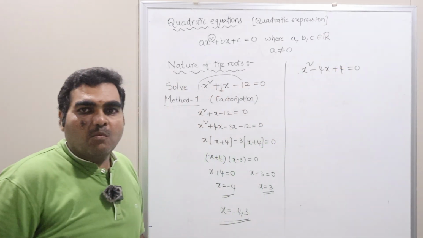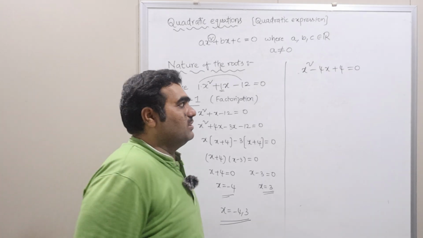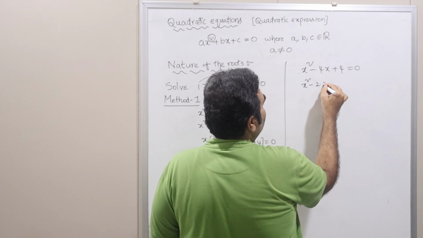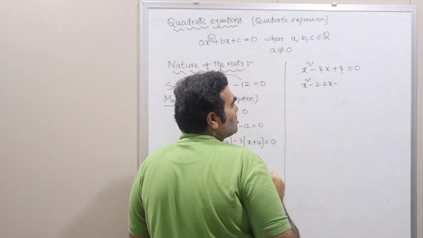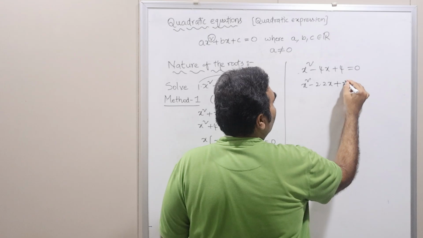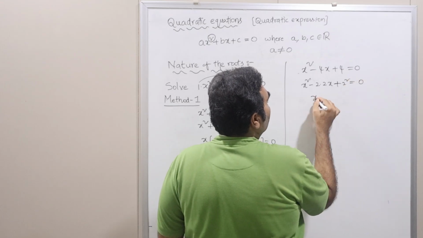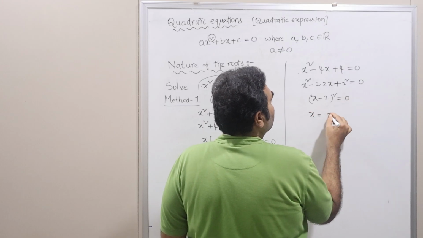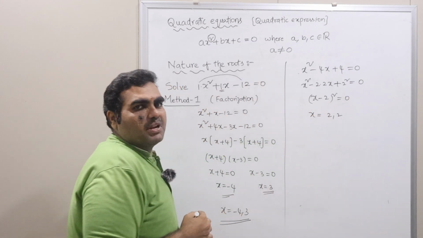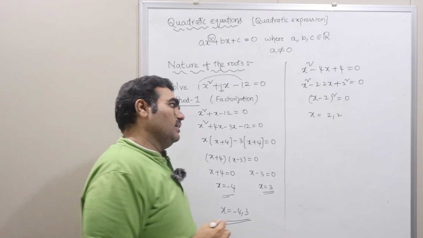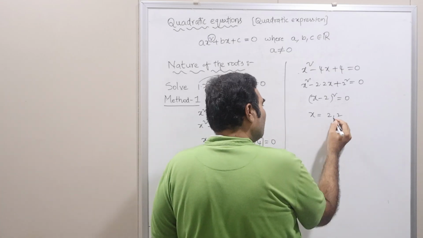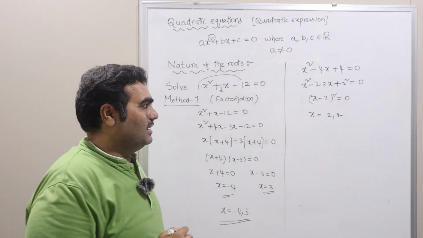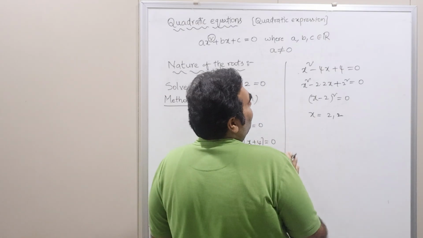Once again, we are considering one simple quadratic equation where this is very straightforward. You can write this as x square minus 2 into 2x plus 2 square, which is nothing but x minus 2 whole square, which gives you x is equal to 2 comma 2. Very simple. Here the roots are 2 comma 2. Right. Now, what is the number of roots here?